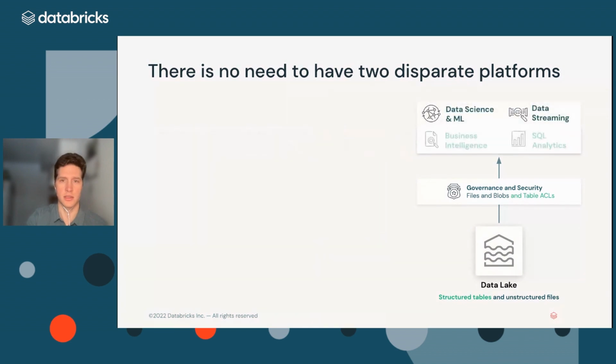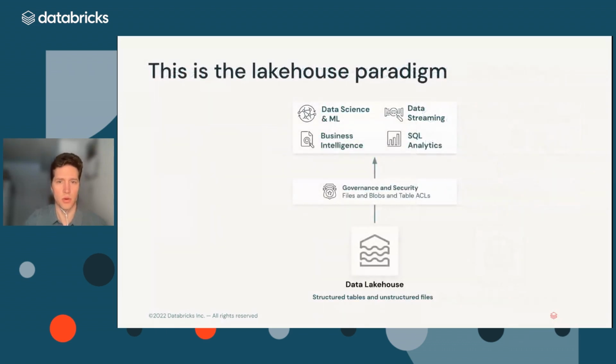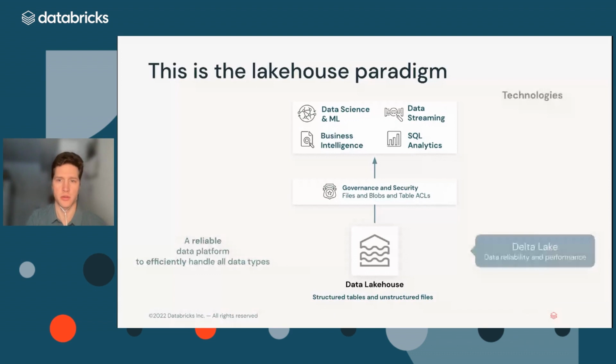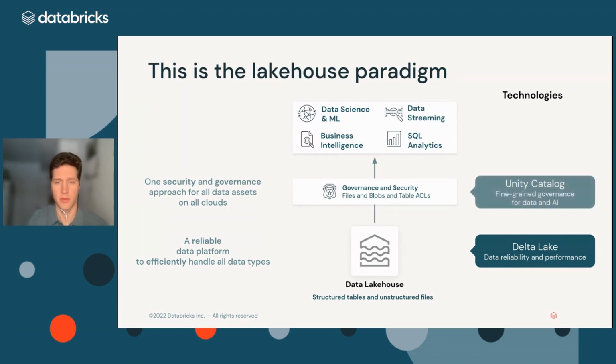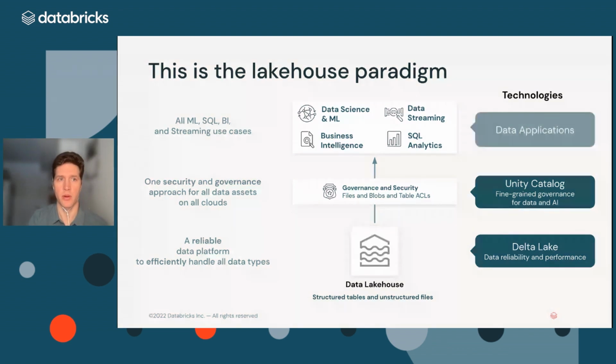We see a coalescing of all of our use cases in a single place to govern and one place to hold all of our data, structured and unstructured. This is the Delta Lake open source software that I told you about with data reliability and performance that powers our data lakehouse for all of that structured and unstructured data. One security and governance approach for all data assets on all clouds through Unity Catalog. And then all of your ML, BI, AI, streaming use cases all in one place. We call this the lakehouse paradigm.